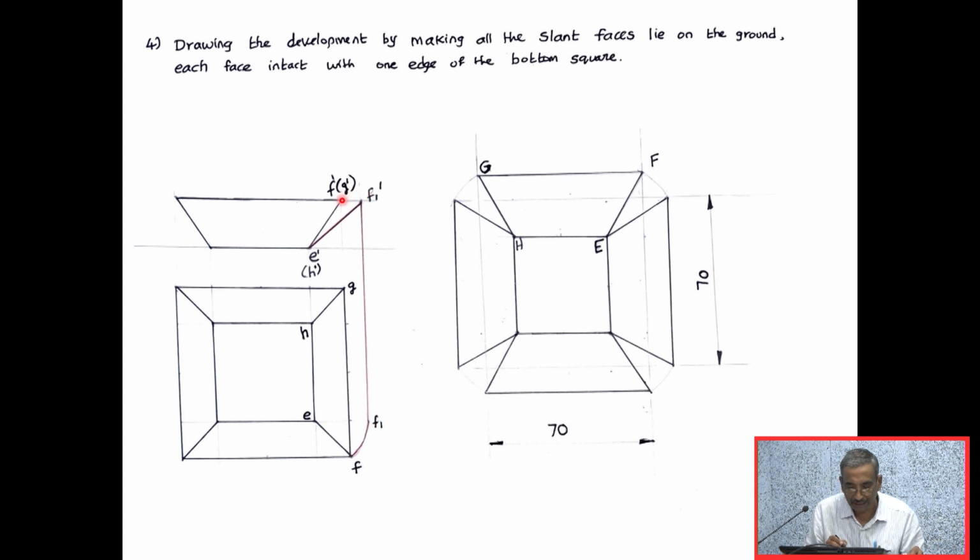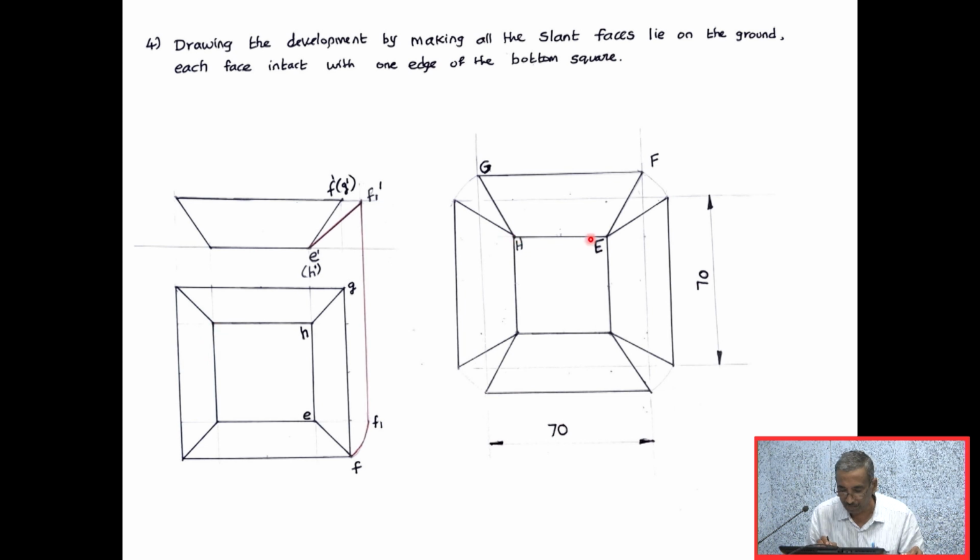From F dash I am drawing a horizontal line. The intersecting point will be F1 dash. Join this E dash F1 dash, which will be the true length of the slant edge. So I am getting the true length of only one slant edge. Then to draw the development, I take this bottom square as it is.